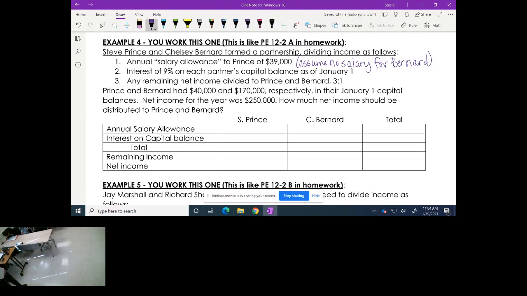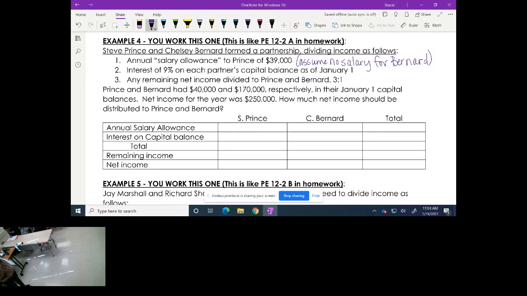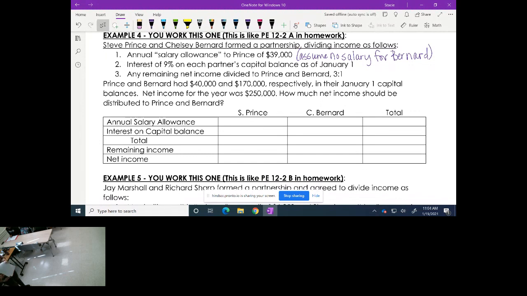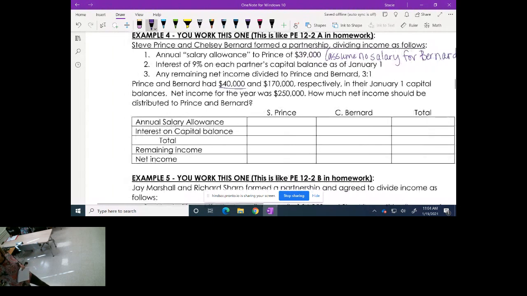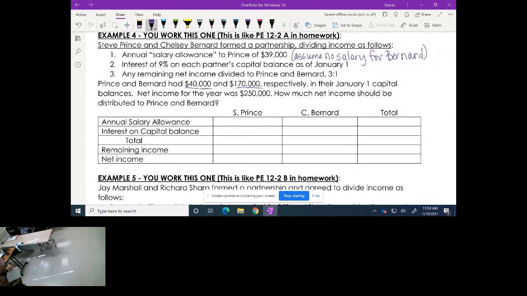Okay. If I don't mention it, then there's nothing there. Don't worry. They don't both always have to have a salary. In this case, only one of them is getting that salary allowance. Then each partner will get 9% interest calculated on their beginning capital balance for their interest allowance. And down here, they tell you what their capital balances are. 40 for Prince, 170 for Bernard. All right, the net income for the year is $250. So we're trying to figure out how much net income for each partner. How much are we going to show is distributed to each partner's capital account?